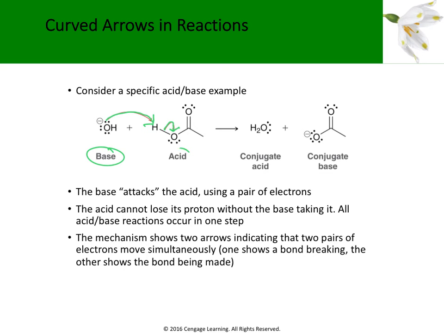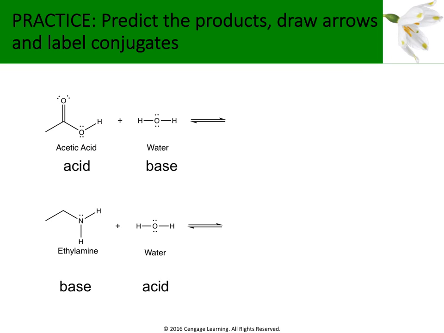So this is the base, this is the acid. When this grabs the proton, it forms the conjugate acid. When this loses its proton, it forms its conjugate base. Now see if you can predict the products and draw arrows and label the conjugates. Pause the video and see if you can do this, and I've helped you out by telling you which compound is the acid and which compound's the base in both reactions.